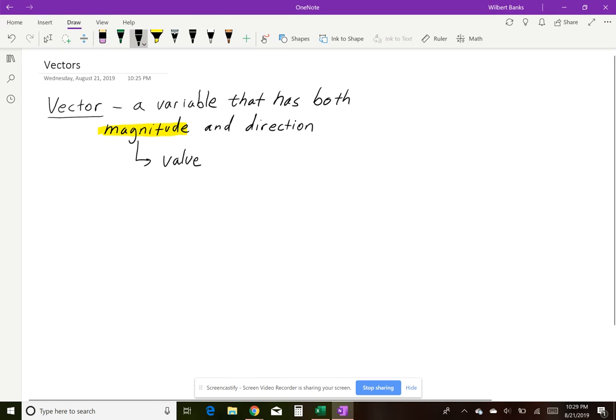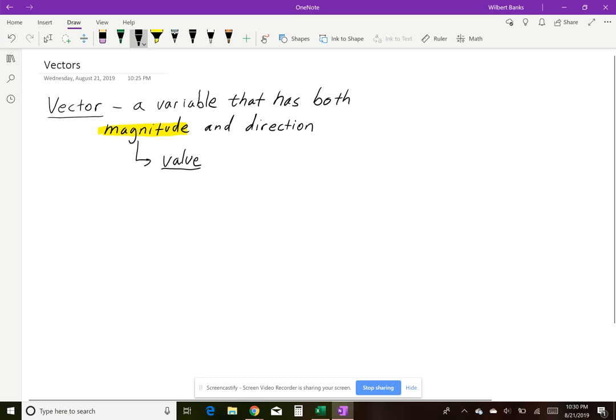So that's not really complex. For instance, if my son was 36 inches tall, that 36 inches is a magnitude. If I say that I had $100, that $100 would be a magnitude. It's simply a value. It's kind of a different word to describe something having a value to it.